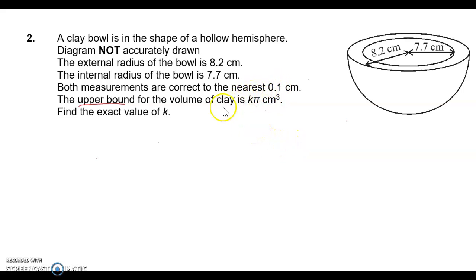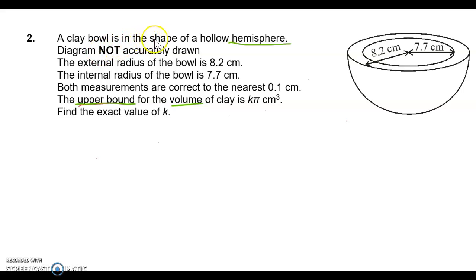We're looking at volume here, and we're also looking at upper bounds and lower bounds. So they're the two, and we're looking at volume, and this is a hemisphere. Okay, so let's read the question.